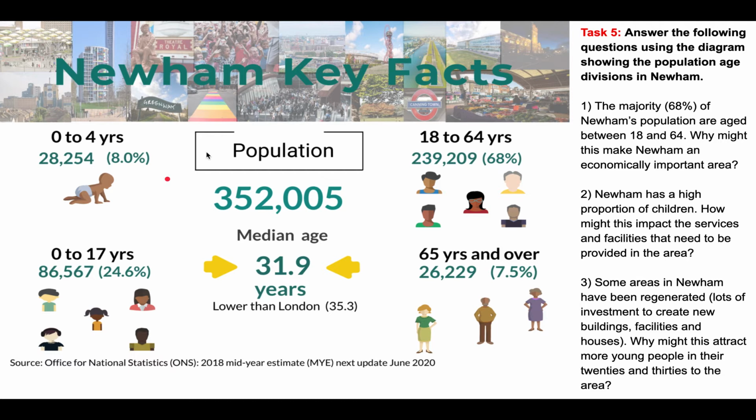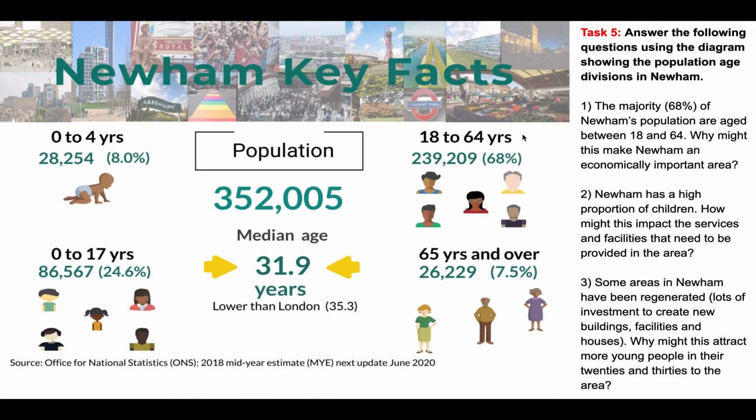In the 18 to 64 age category, why do we want to look at that, do you think? Why is that significant? We would normally suggest that people from the ages of 18 to 64 are what we would consider economically active. They are our working age population. We expect these people to be working. And we have 68% of Newham's population falling within this category.